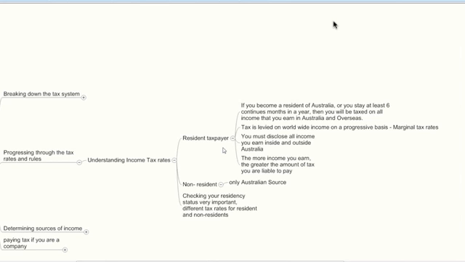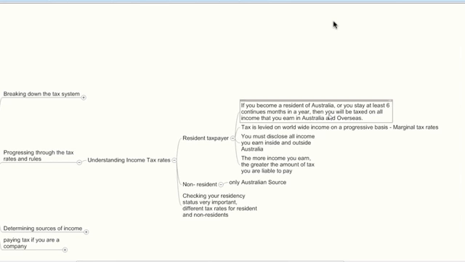If you come to live in Australia and you have permanent resident status, so you're allowed to stay in Australia, and you stay more than 6 months, then you can be considered a resident for Australian tax purposes. And if you are a resident for tax purposes, then you have to declare your income in Australia and outside Australia as well.